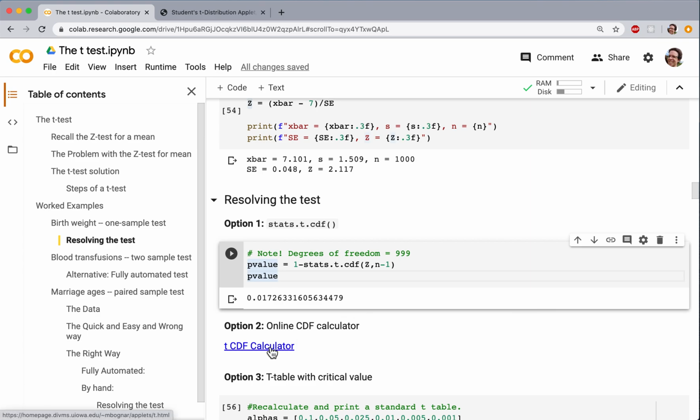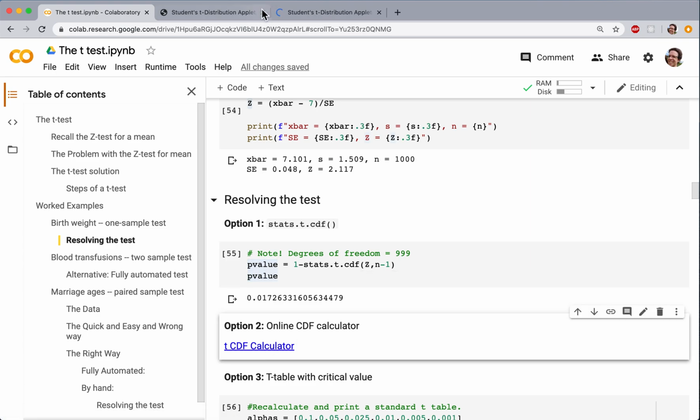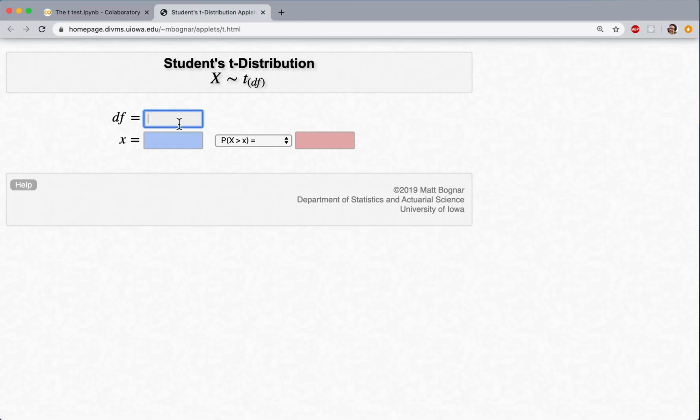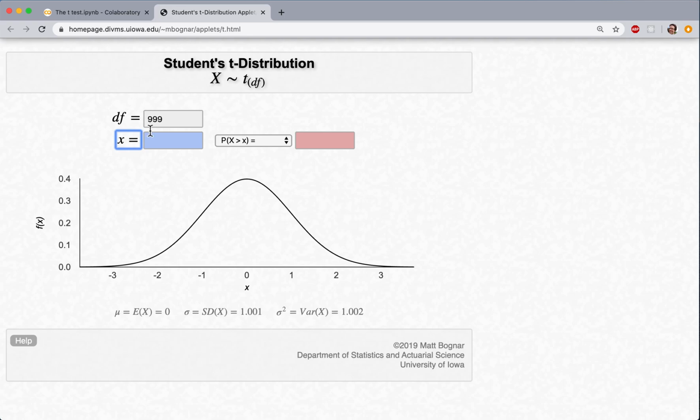What's another way? We could use a t distribution calculator. So let's do that. The calculator is going to need the degrees of freedom, which is 999, and it's going to need the test statistic. And so we plug those in and we get 0.017, which is just the same as the result we got before. Notice this calculates the right tail. If we wanted a left tail for some reason, we could get it this way. If we wanted a two-tailed test, perhaps because we wanted to do a two-sided hypothesis instead of a one-sided hypothesis, then we could get it this way.